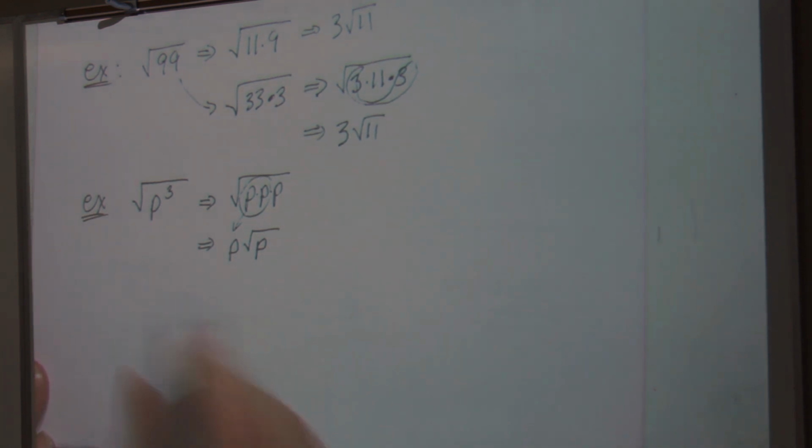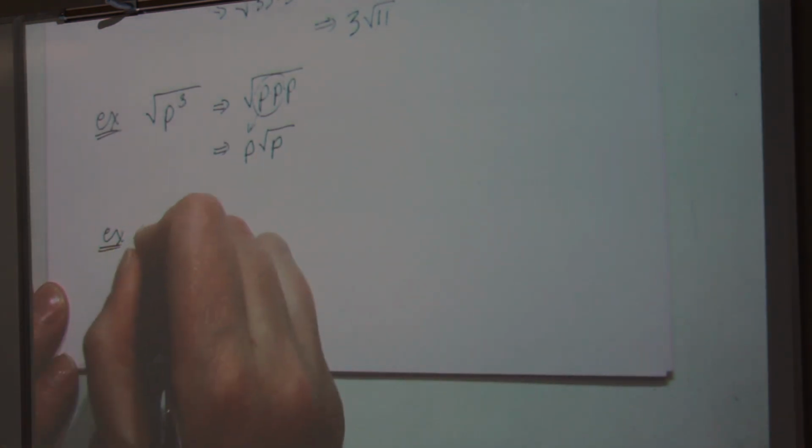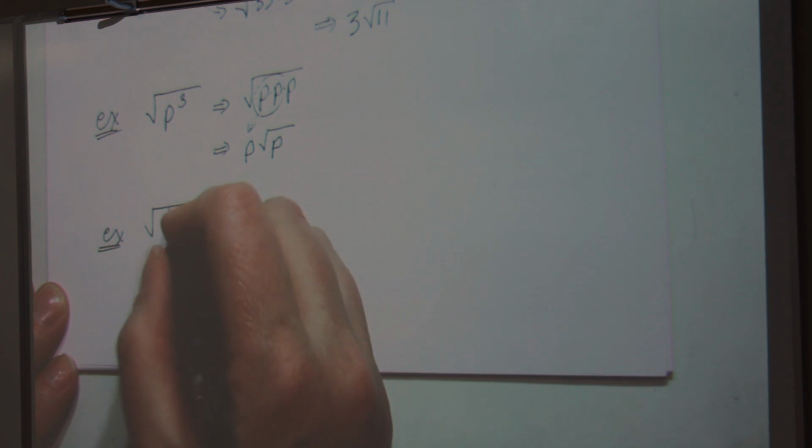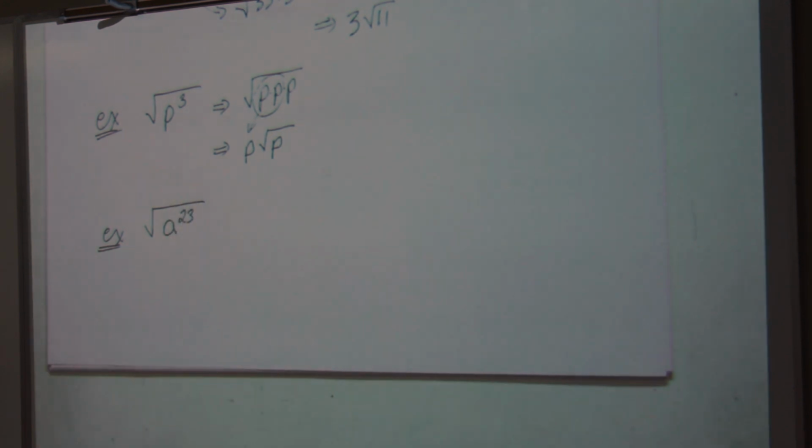What if I give you the square root of, say, a to the 23rd. Do you really want to write out a 23 times? Hell no, and neither do I. You would do the index into the radical, right? Kind of, sort of, if we're on the same path. Let me see if we're saying the same thing. 2 into 23?